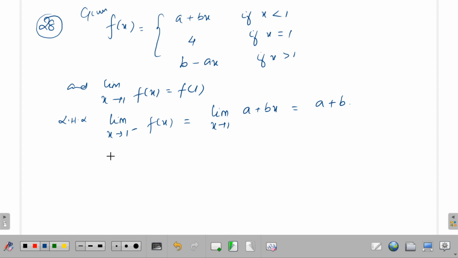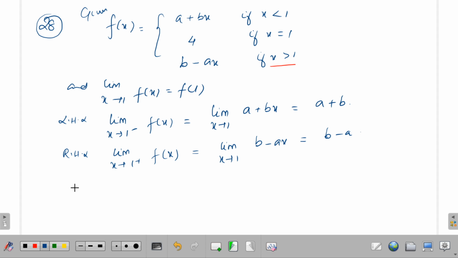I got till there. Then let me go with the right hand limit, which is nothing more than limit of x tends to 1 plus. 1 plus, it means greater than 1. So limit f of x, which is limit of x tends to 1, so greater than 1, it means the third one, which would be nothing more than b minus ax. So if I put the value for x, I'll get here b minus a. So I got till there.